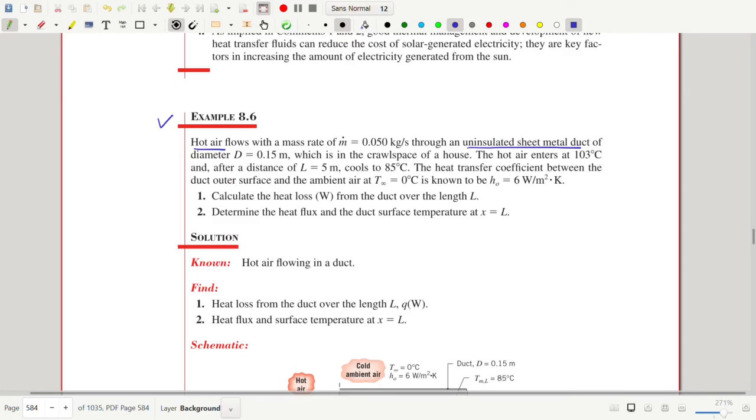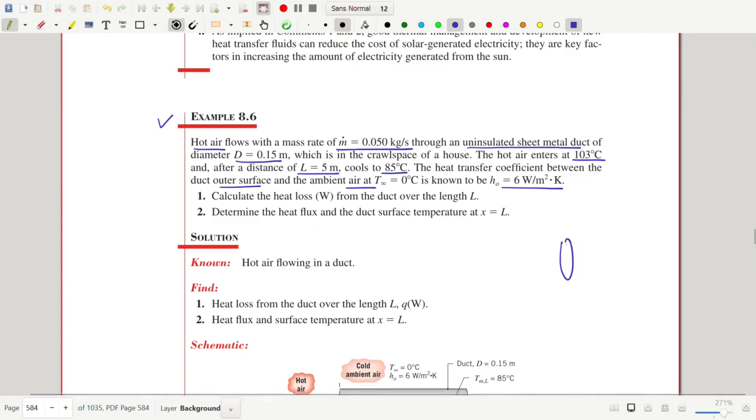The air is flowing at a mass flow rate of 0.05 kg per second, and the diameter of the duct is given, which is 0.15 meters. The hot air enters at 103 degrees centigrade, and after a length of 5 meters, the length of the duct, it cools to 85 degrees centigrade. The heat transfer coefficient between the duct outer surface and the ambient air is given as 6 watts per meter square Kelvin. So let's say that you have the circular duct.